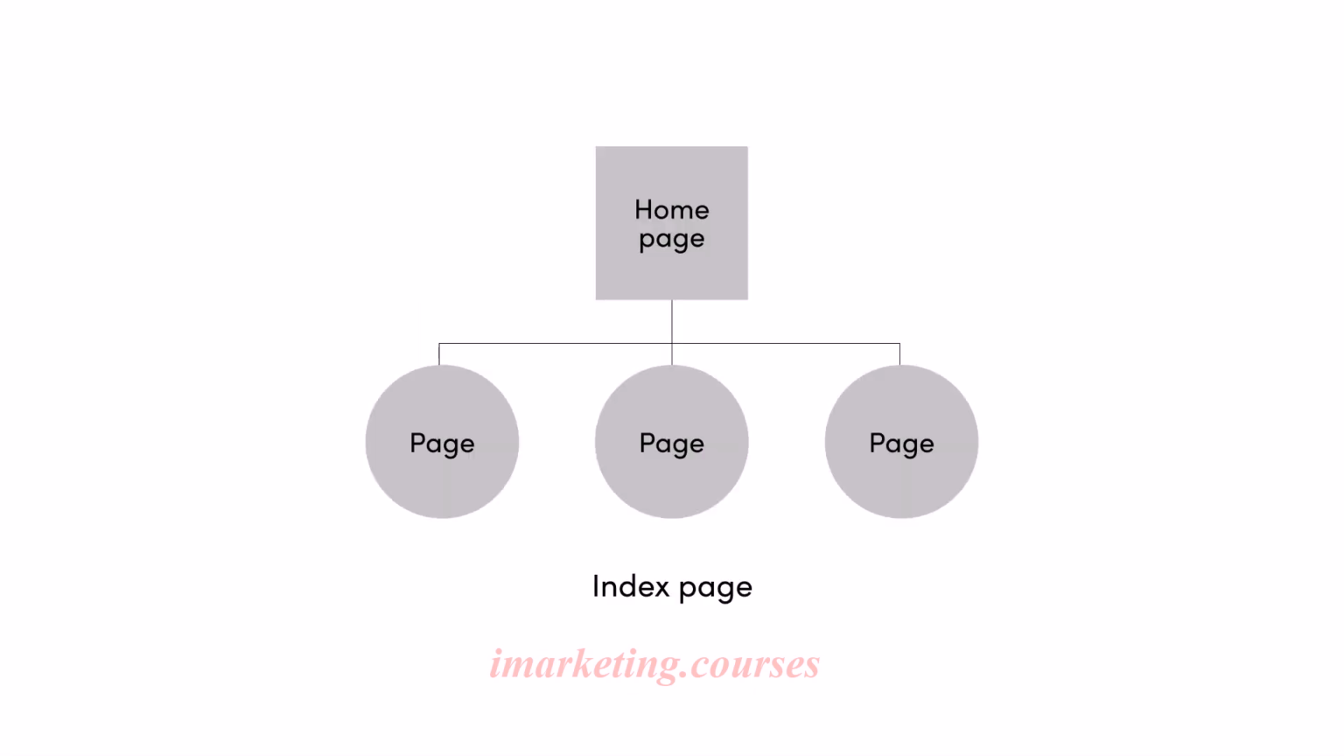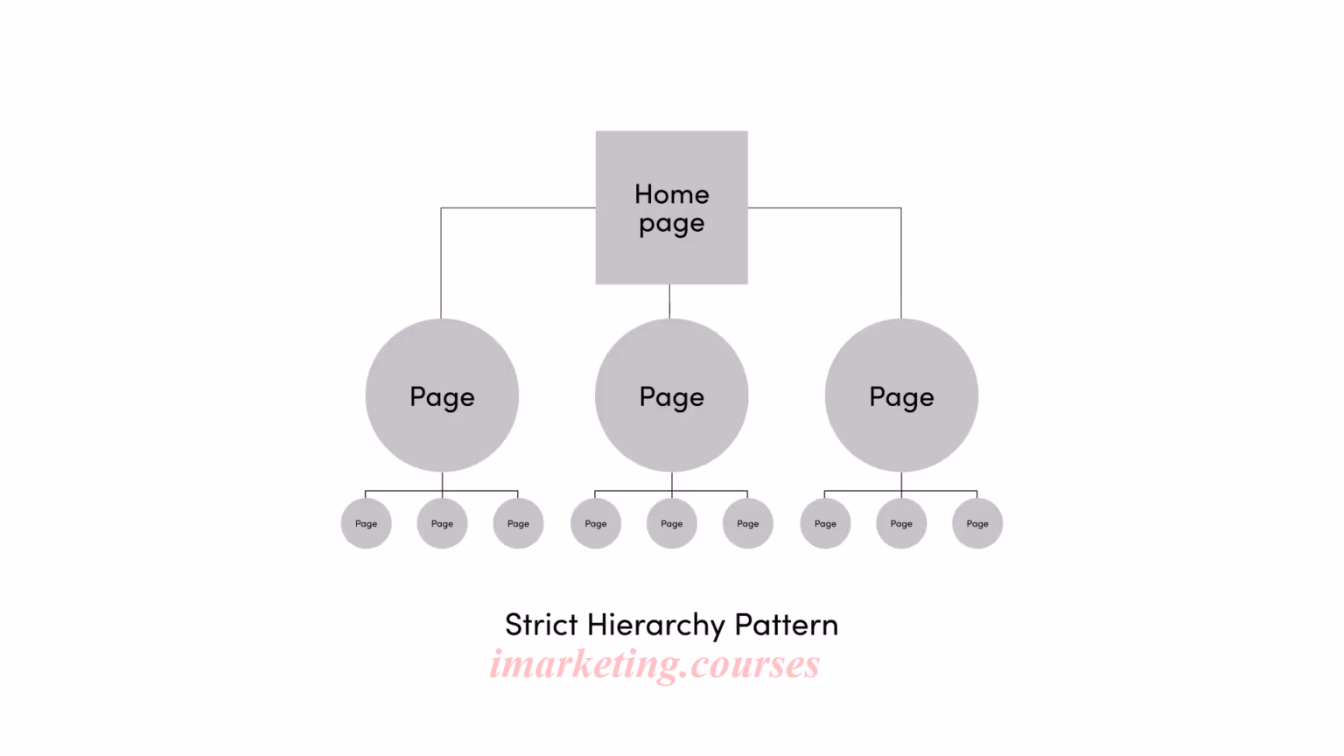Now, the third one is called an index page. This is probably the most popular structure that you know. You have a home page and that home page links to all of the other pages available on the website. So that is super, super popular. When you get into more complex websites, you get into what we call strict hierarchy pattern, which means you have a page. Let's say you have a blog page, and then under the blog page, you have maybe individual blog posts. And so you go down the hierarchy, you have sub pages of a category.